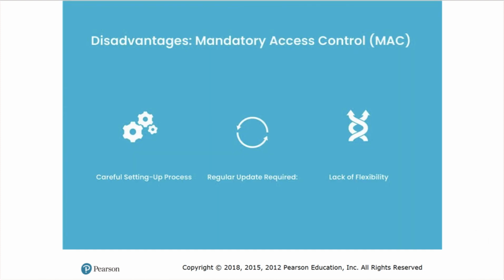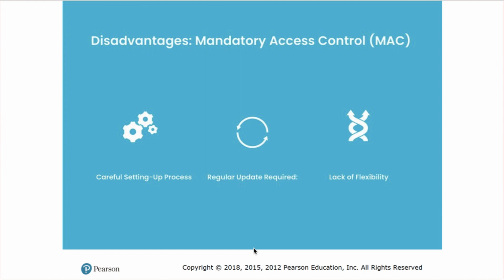Disadvantages. So let's look at some of the disadvantages. There are three: a careful setting up process. The system cannot be rolled out before this is set. It's not like you just start a system, implement a basic type of DAC or role-based, and then keep making changes on the fly or on a need basis. This is not how things work in MAC. In MAC, it requires careful planning during the setup, during the commissioning process.